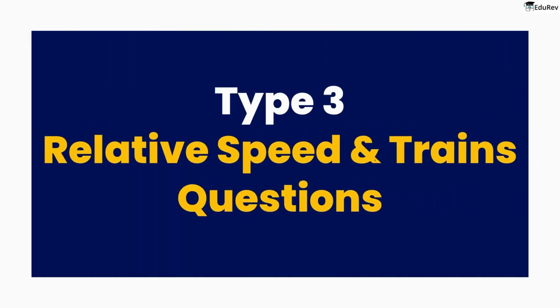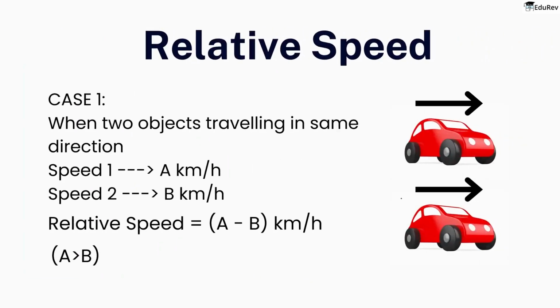Type 3 questions are based on relative speed and trains. But before going through questions, let's go through the concept. If two objects are traveling at a speed of a and b in the same direction, then their relative speed will be the difference of the speeds, a minus b, where a is greater than b.